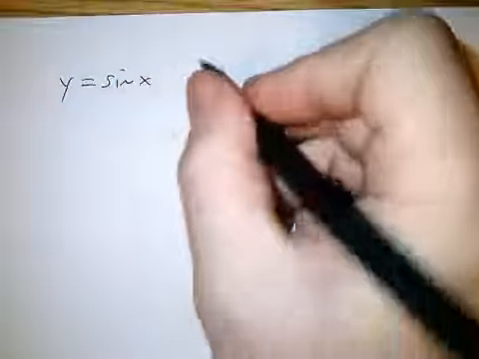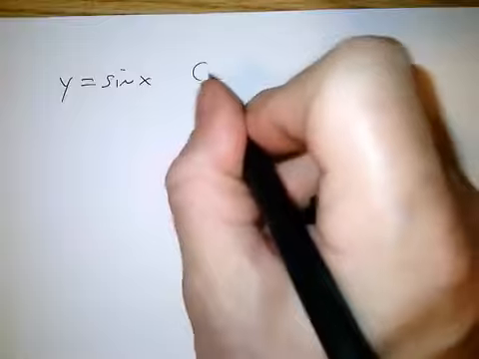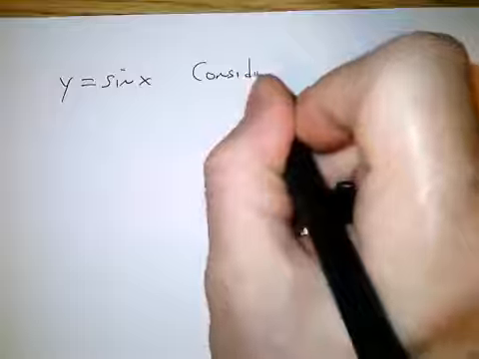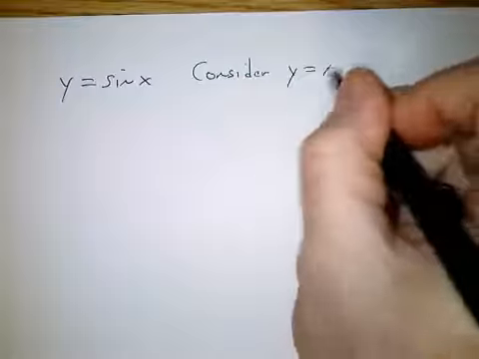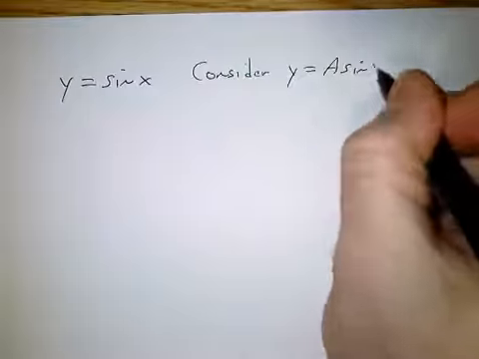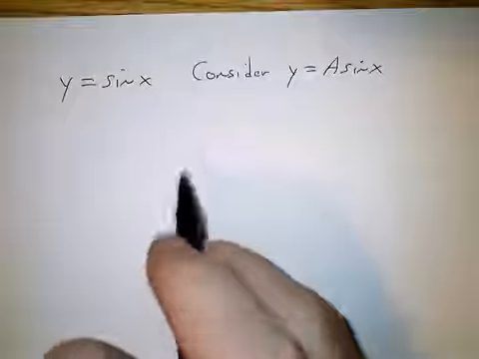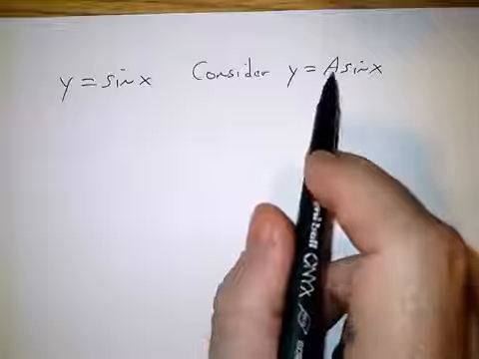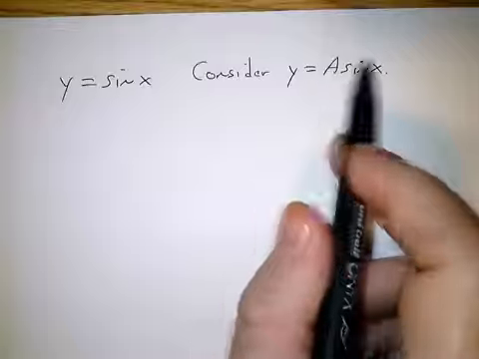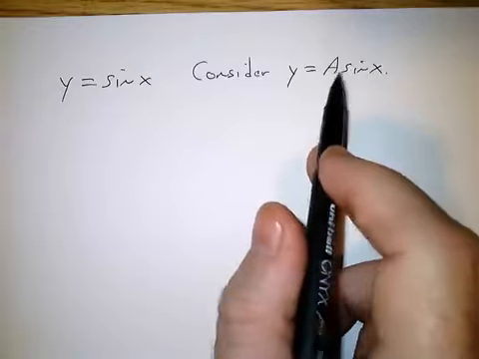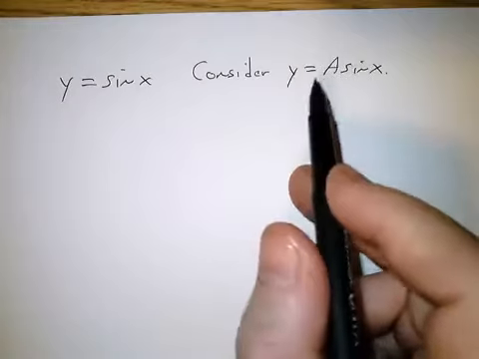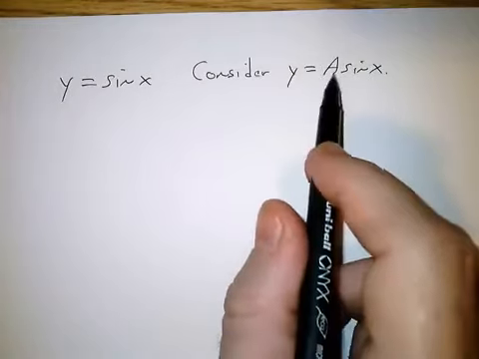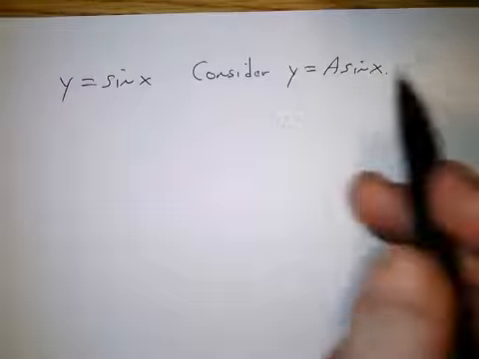Okay, now we want to start with y equals the sine of x again, and we're going to consider now y equals a sine of x. Now actually it's not really mysterious what's going on here. When I multiply a function outside by a number, I'm either going to stretch, shrink, or if the number's negative, reflect across the x-axis. But I'll do all these things vertically.